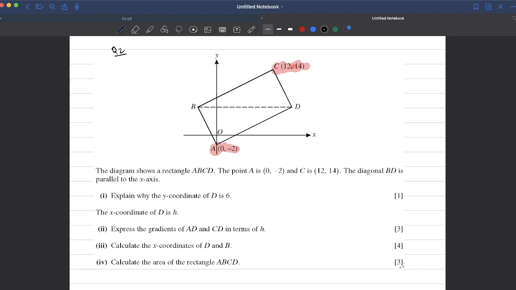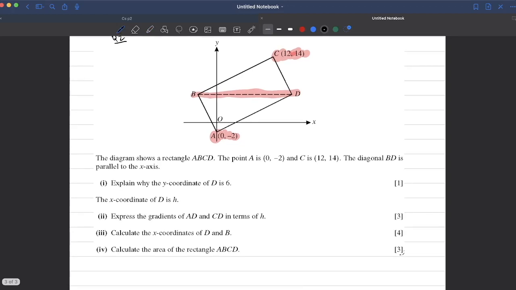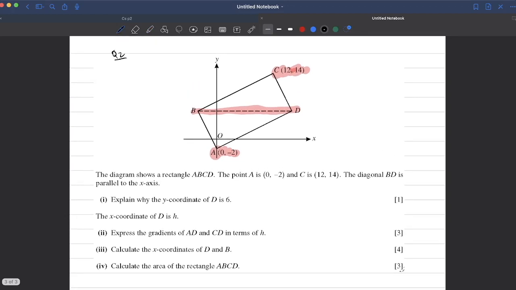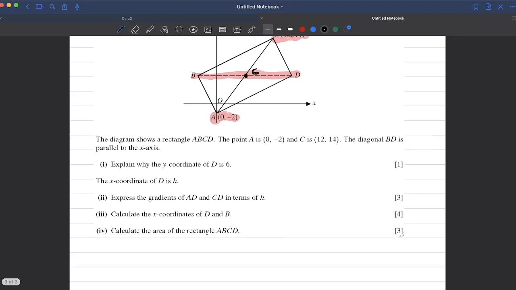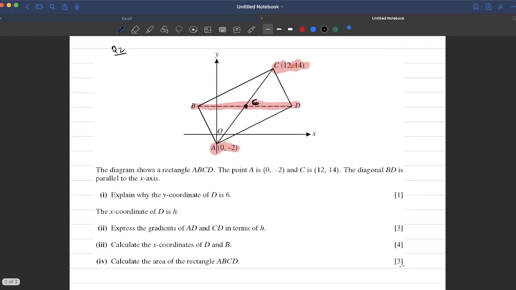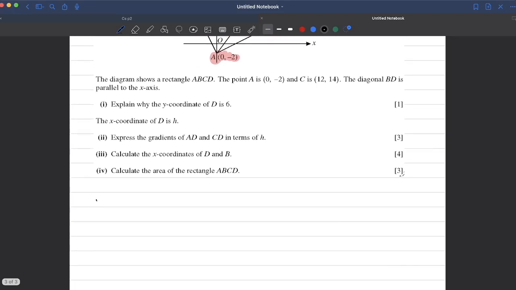Okay, so we have another line here. This line is called BD, and it's parallel to the x-axis. So you need to also have a look at that. It's telling us explain why the y-coordinate of D is 6. Now, the reason to this is that if I draw a diagonal from here, just like that, right? If I draw a diagonal, this is not the best diagonal, but let me see. So if I draw a diagonal like that, this point right here is actually the midpoint of 12 and 0, which is 6.